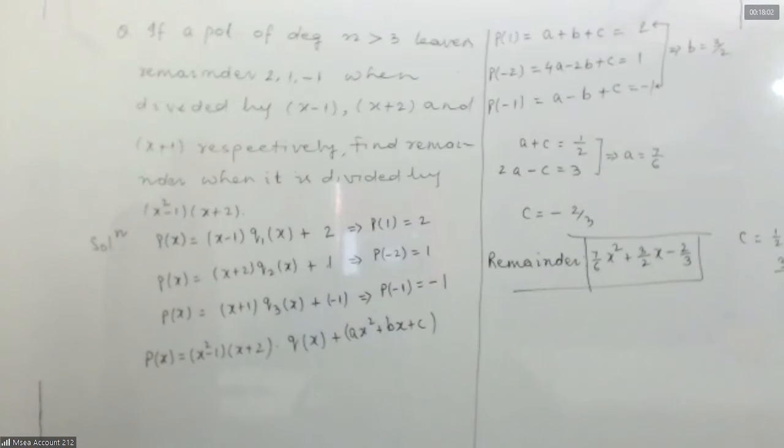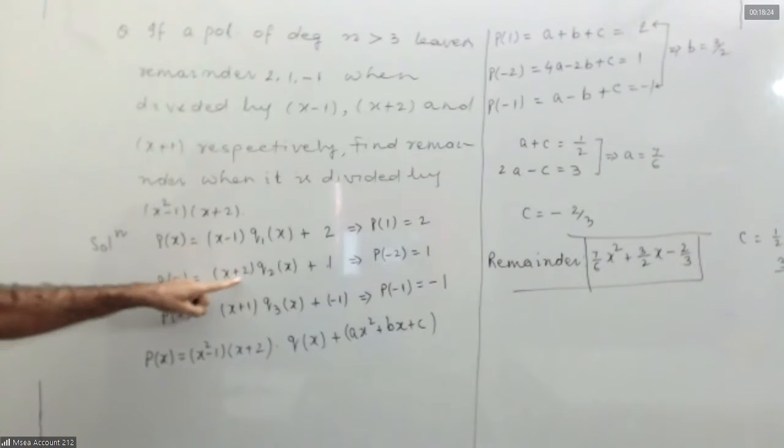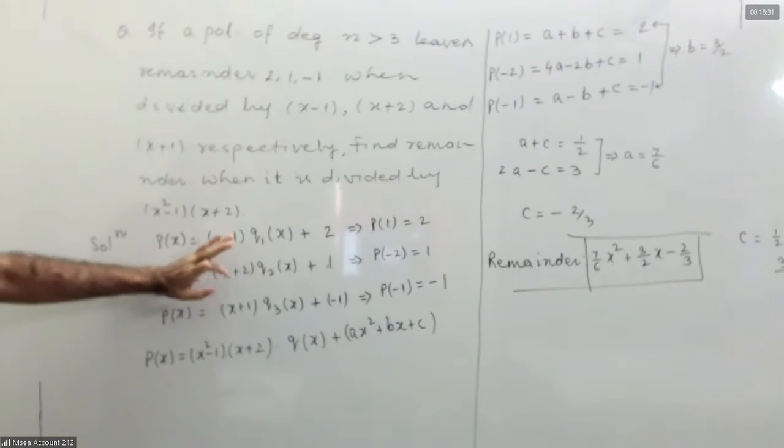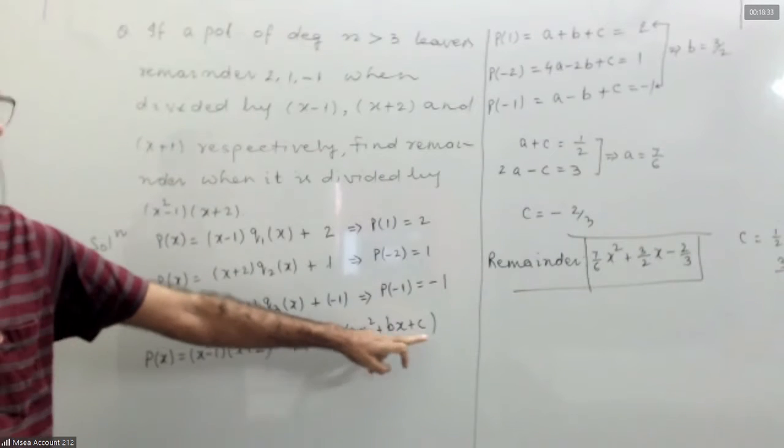Sir, there P of x equals (x minus 1) into q1 of x plus 2. There we are using the remainder theorem and putting 1 in the place of x. Why are we putting 1, minus 2 and minus 1, sir? By using the remainder theorem we are putting that, because finally we want the values of A, B, C.